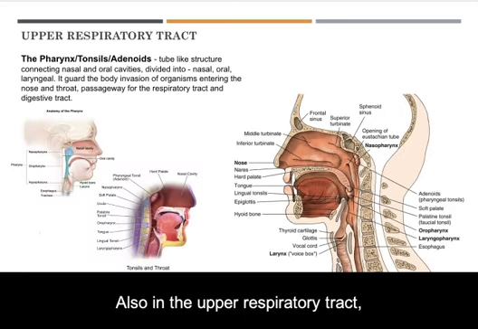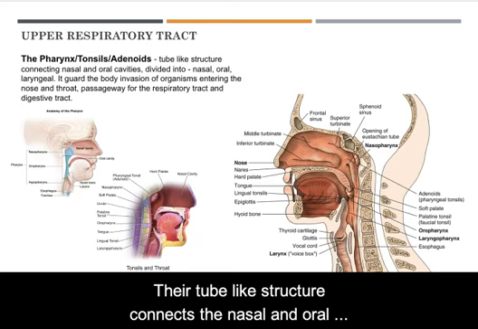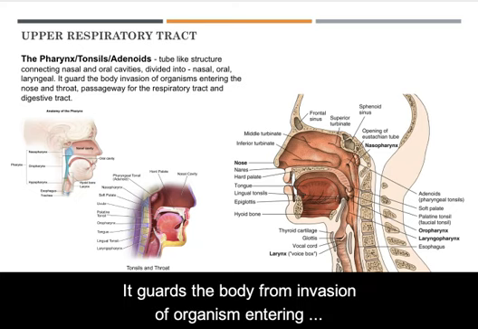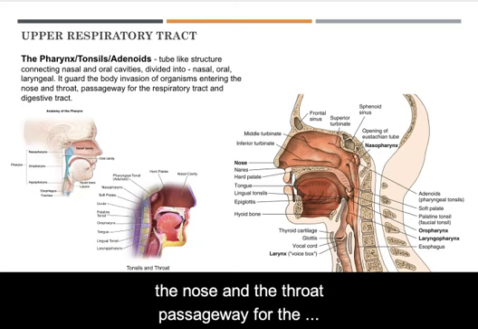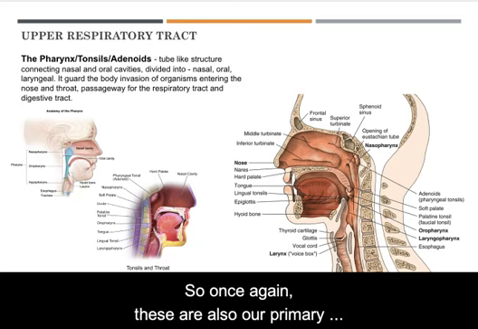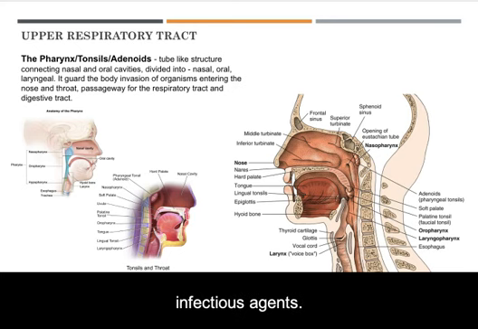Also in the upper respiratory tract, we have the pharynx, tonsils, and adenoids. The pharynx is a tube-like structure that connects the nasal and oral cavities, divided into nasal, oral, and laryngeal parts. It guards the body from invasion of organisms entering the nose and the throat, and is a passageway for the respiratory tract and digestive tract. So once again, these are also our primary defenses against infections and pathogens, infectious agents.